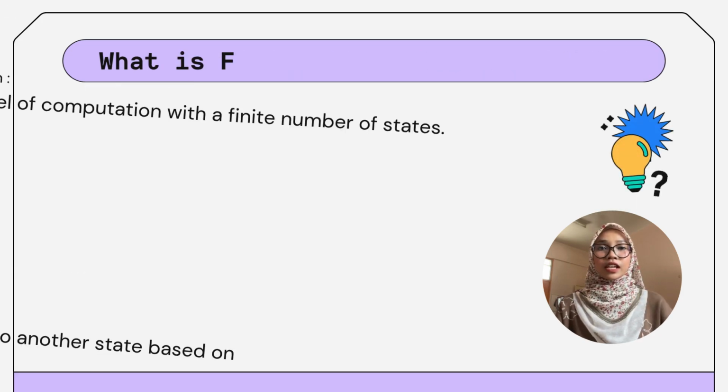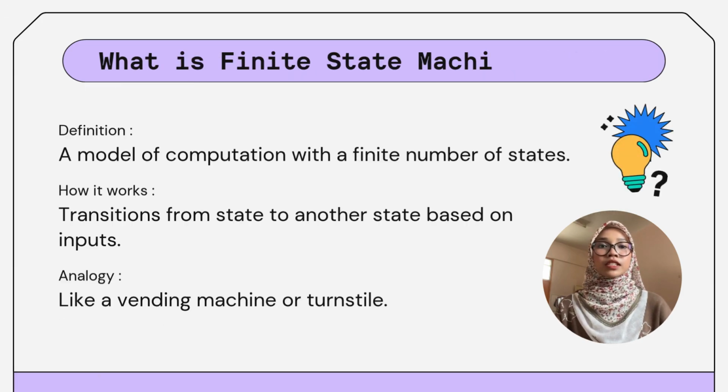You can imagine FSM like a vending machine. The machine starts at an initial state. When we insert a coin or press a button, it transitions to another state like selecting a drink, or eventually to the final state, which is when the drink is dispensed.